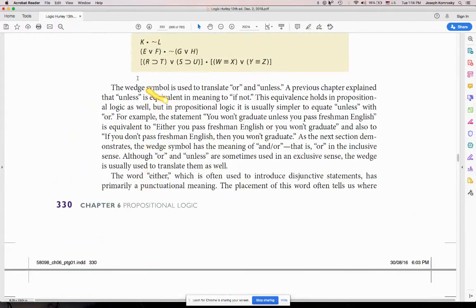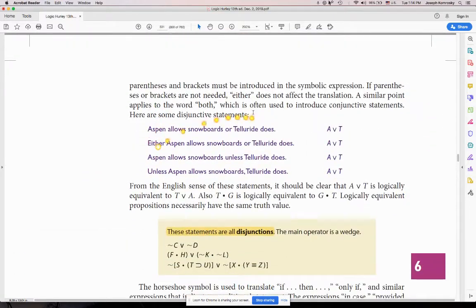Now we're on to wedges, okay? And he tells you, look, wherever we're going to translate or, unless, things like that, and you can look at the back of the chapter, or either or, we're going to use a wedge. So here, Aspen allows snowboards or Telluride does, A or T, or A V T. Look at this. All of these say the same thing. A V T. Guess what? 4 different ways of saying the exact same thing.